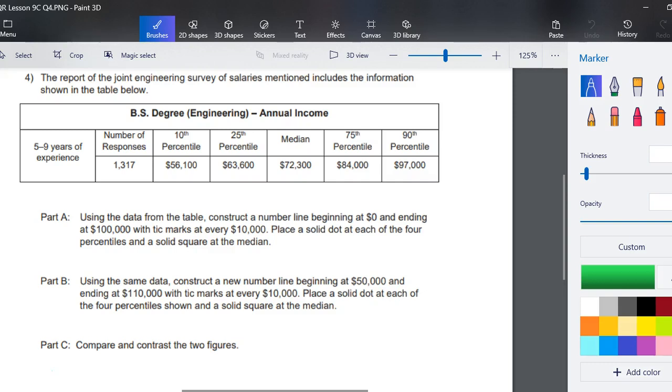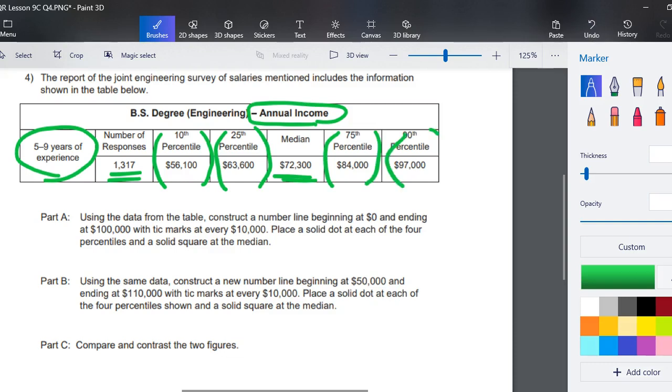Let's look at what's going on, like there's an annual income. We have experience. We have some number who responded. And then we have some information like how many or what salaries in the 10th percentile, in the 25th, the median, the 75th, the 90th. Using the data from the table, construct a number line beginning at $0, ending with $100,000 with tick marks at every $10,000, and place a solid dot at each of the 4 percentiles and a solid square at the median.